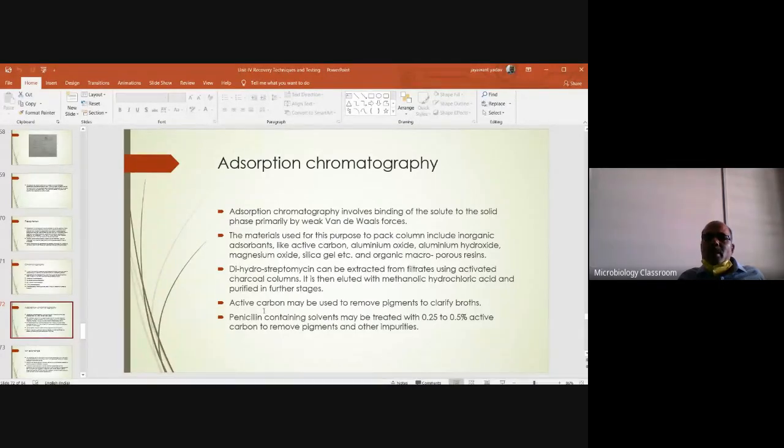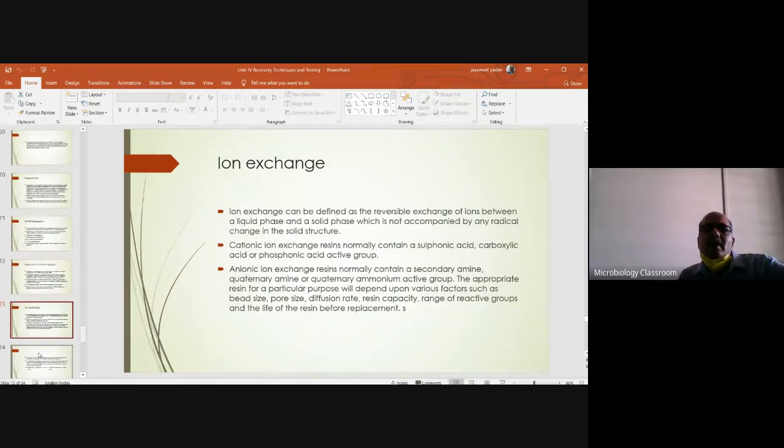Here, active carbon may be used to remove the pigments to clarify the broth. Whereas penicillin-containing solvents may be treated with 0.25 to 0.50% active carbon to remove pigments and other impurities.